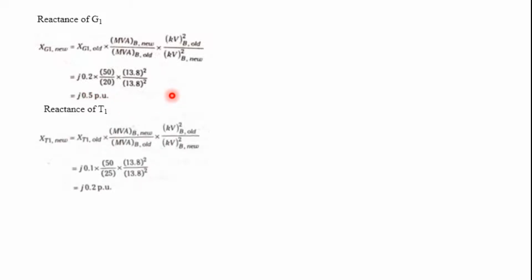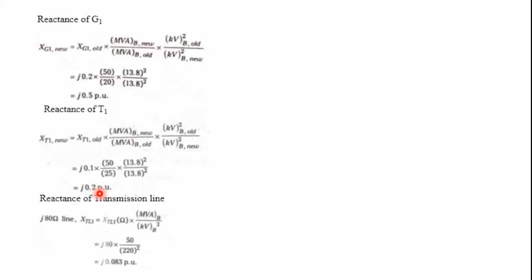Similarly for transformer T1, the same way. New MVA base of 50 MVA and the voltage value 25. Here sometimes you will take the ST side, sometimes the LT side. Don't get confused here. There is no problem whether you consider ST or LT; either is fine. There is no hard and fast rule here. There is no such change in the value of generator G1, so that's why I'm going with the LT side. 13.8 squared by 13.8 squared, this is 0.2 per unit.